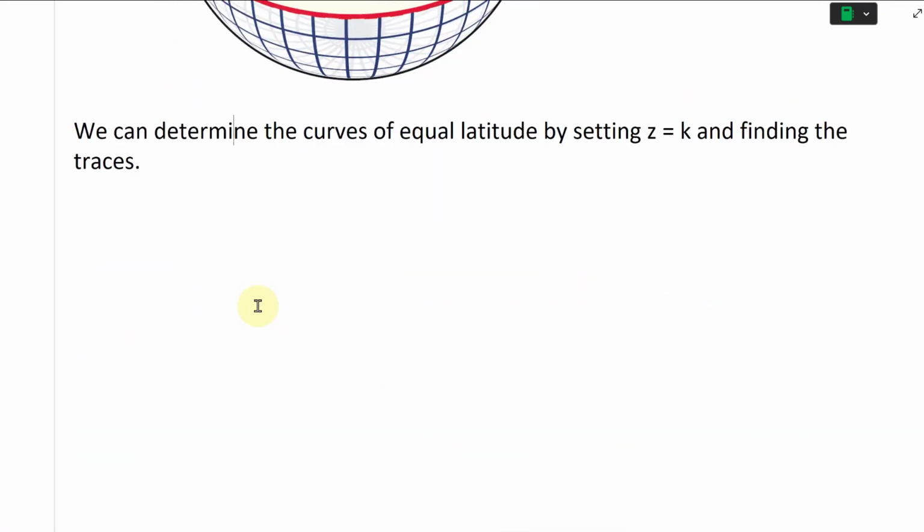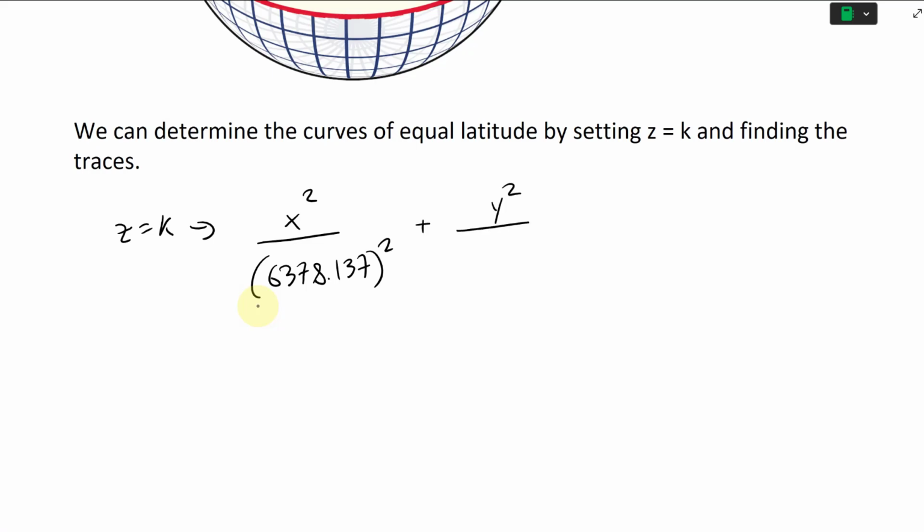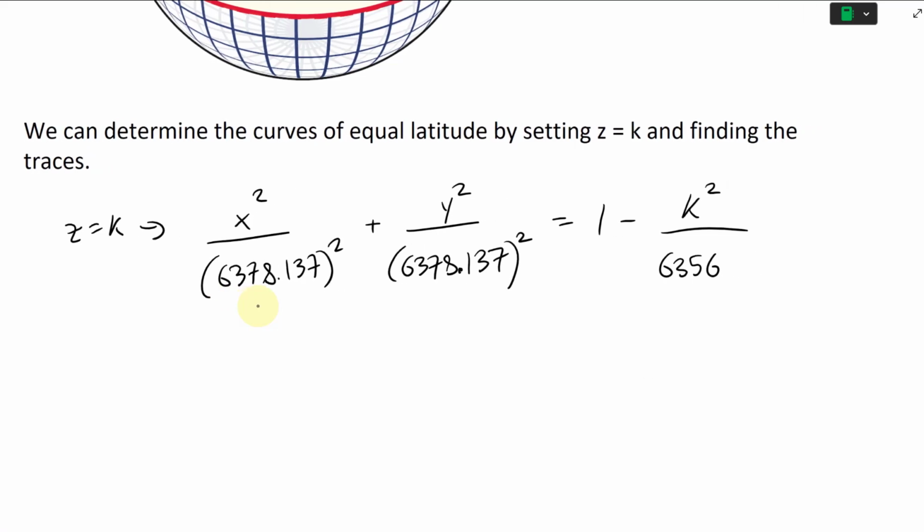So we're going to get z equals k, and then x squared over 6378.137 squared plus y squared over 6378.137 squared, and then this equals, moving that over, 1 minus k squared over 6356.523 squared. So the polar radius is about 22 kilometers more squished than the equator.